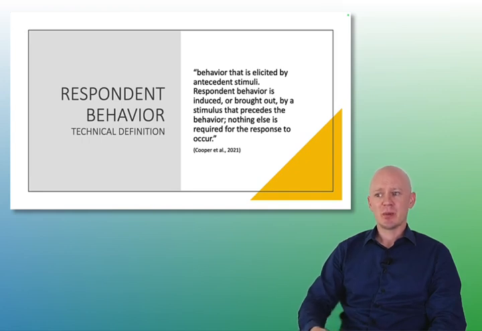We typically talk about behavior in two classes, and I know Justin had talked about this a little bit as well. One of the classes of behavior that behavior analysts are interested in is respondent behavior. The technical definition of respondent behavior is behavior that's elicited by antecedent stimuli. Respondent behavior is induced or brought about by a stimulus that precedes the behavior, and nothing else is required for that response to occur. So again, respondent behavior is made to happen. There's a one-to-one correspondence between the stimulus and the behavior it induces.